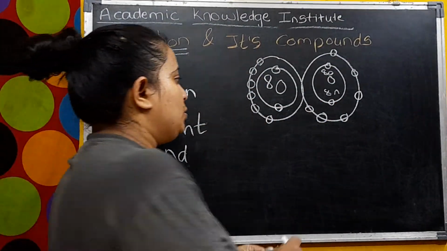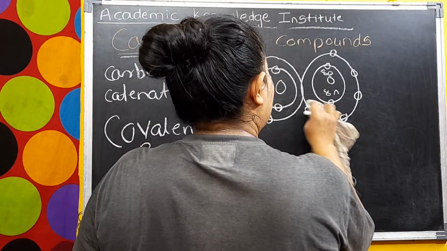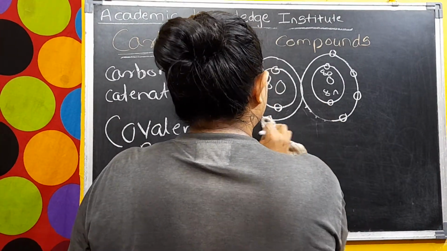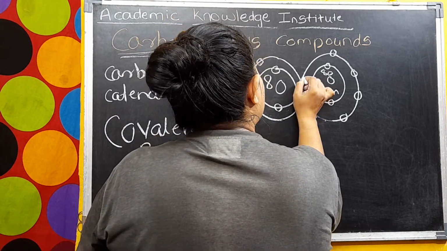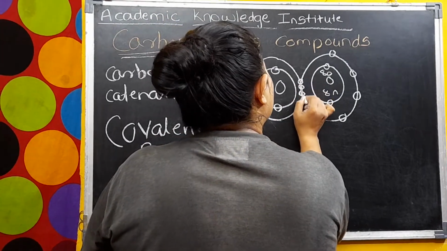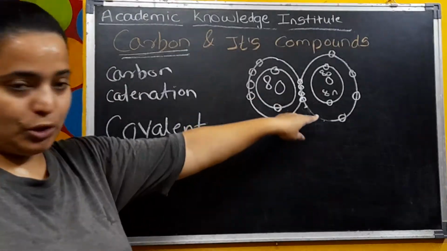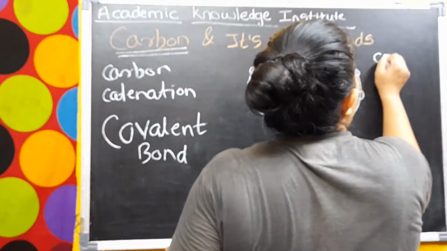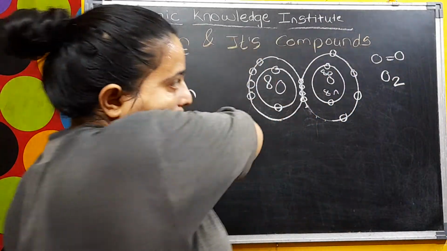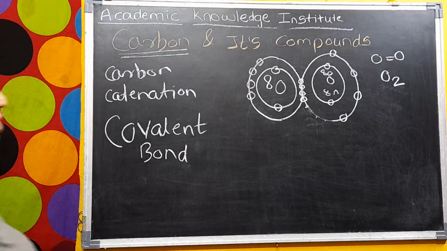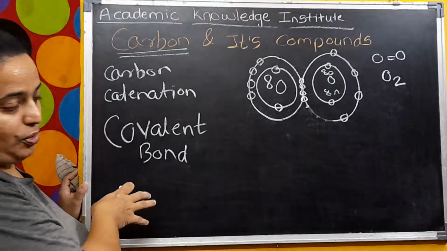So now no one can form their octet. So what will they do here? They will take 2 pairs of electrons and share them. So you see here, now they are sharing these 2 pairs, that means 4 electrons. That's why oxygen will have a double bond with the oxygen, and we write oxygen like this. Understood, student? So this is also a covalent bond, but this is the double covalent bond.